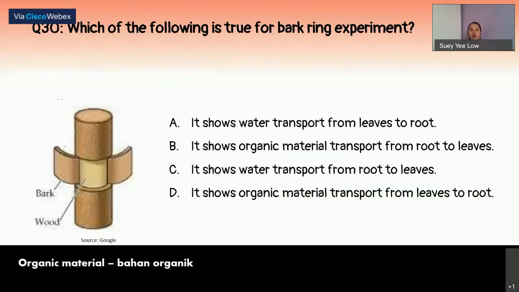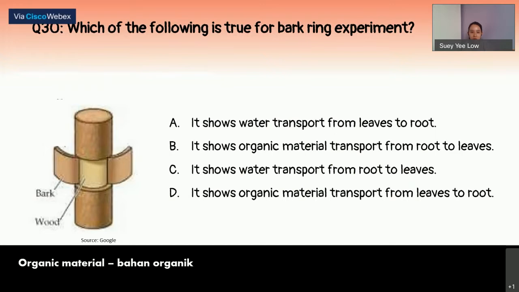Okay, last question. Which of the following is true about your bark ring experiment? Remember our bark ring experiment? We cut off our phloem, right? A, it shows water transport from leaf to the root. B, it shows organic material transport from the root to the leaves. C, it shows water transport from the root to leaves. And D, it shows organic matter transport from leaves to root.